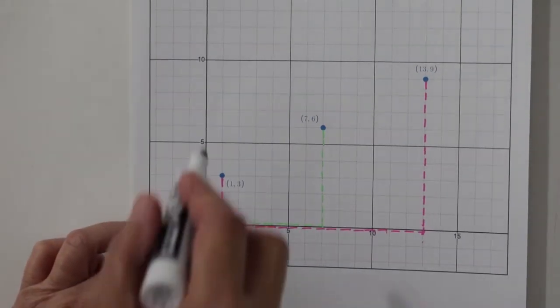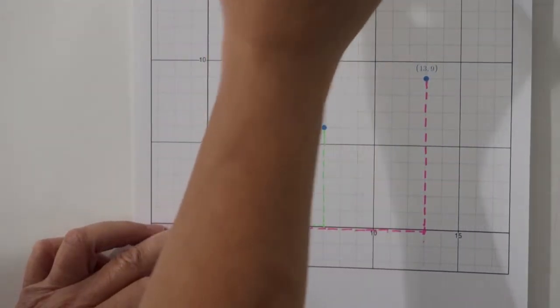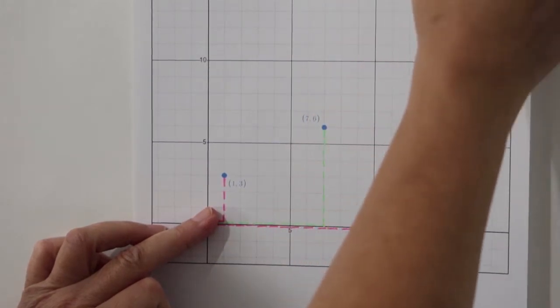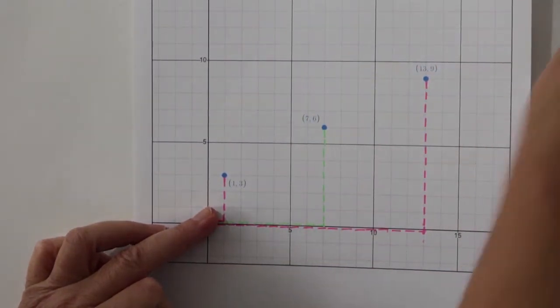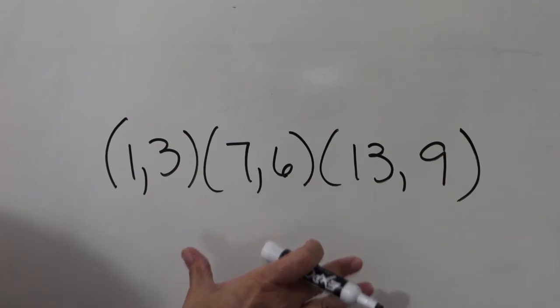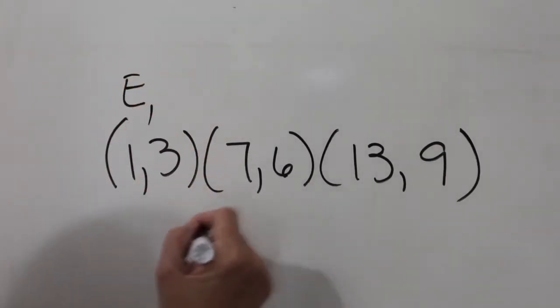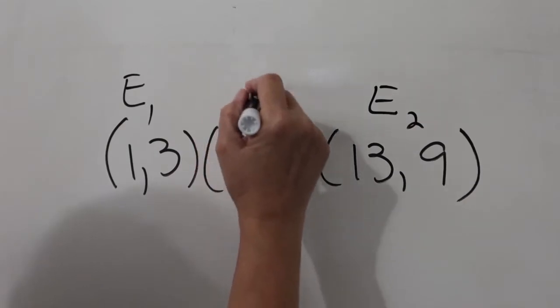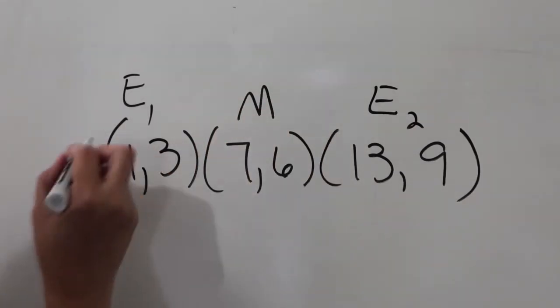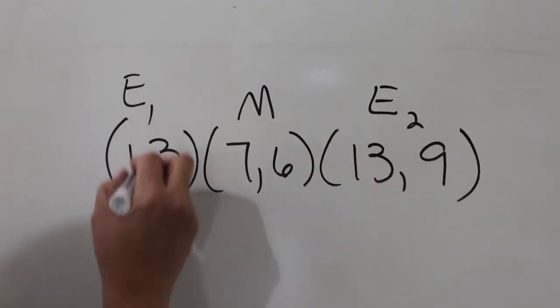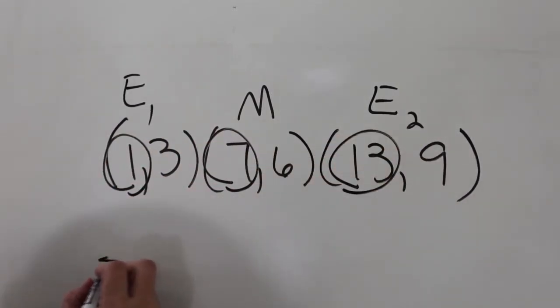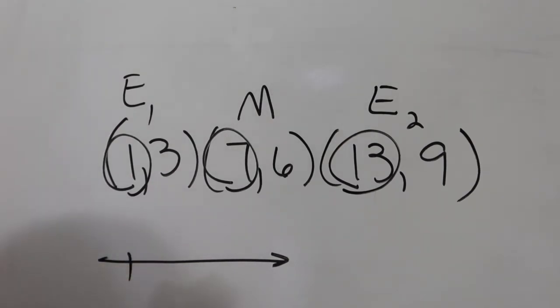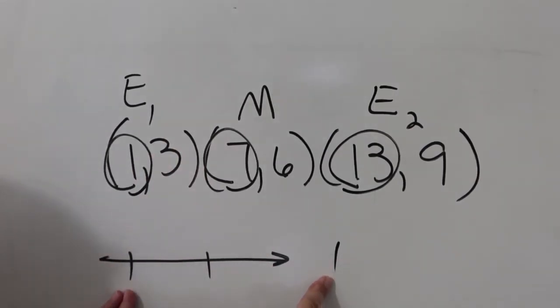So let's look at these numbers. My points here are at 1, 3, and 7, 6, and 13, 9. Let's take this down. So here's the 3 points that I was dealing with. You've got endpoint 1, endpoint 2, and then your midpoint. Well, all of the x's are related. Every x tells you how far to the right you're going. First you went 1, then you went 7, then you went 13. So my midpoint, the x number, was halfway in between these 2 x's.